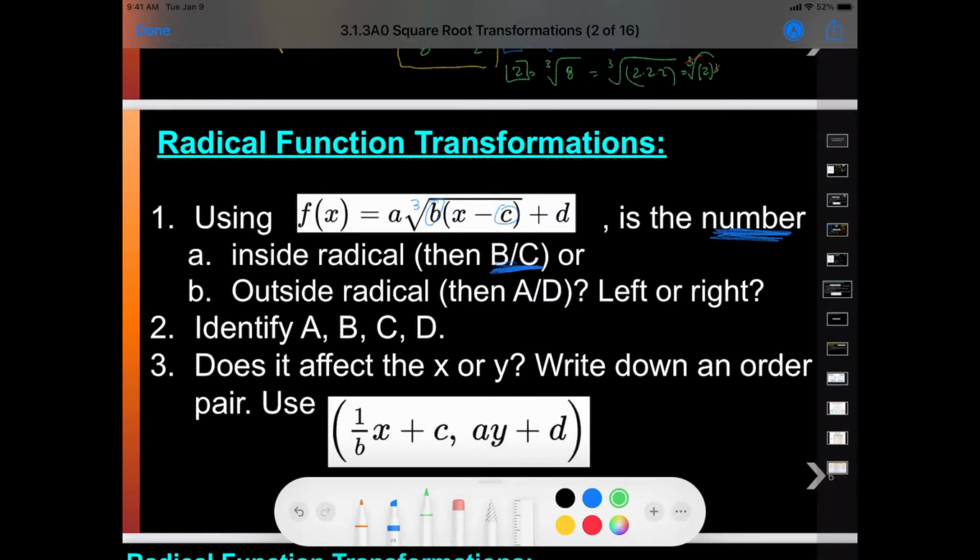Notice how b and c are inside the radical sign, while a and d are outside the radical sign. Do you see that? If there's a number to the left, that's your a value. If it's to the right, that's your d value. The a and the d affect the y coordinates. So you can assign numbers to the letters a, b, c, and d, and then translate that into characteristics. And if you ever need to move the ordered pairs, you can.